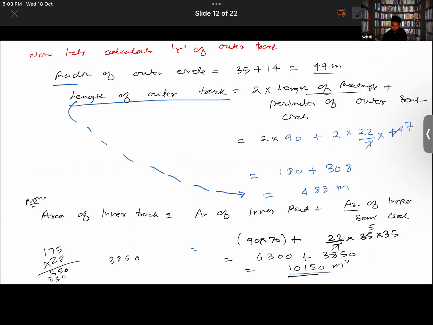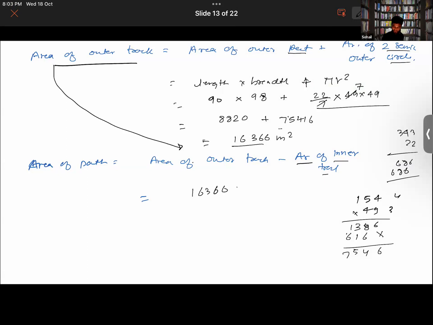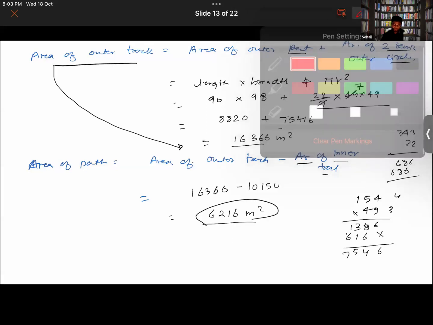10,150 exactly. ये रहा हमारा. So minus this, 10,150. So that will be 621, giving you how much? 6216 in a square meter. Very good. So that is how we are required to solve this question.